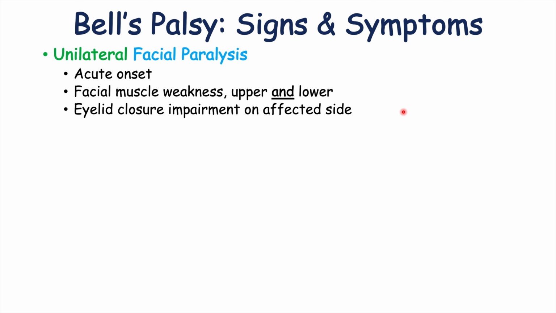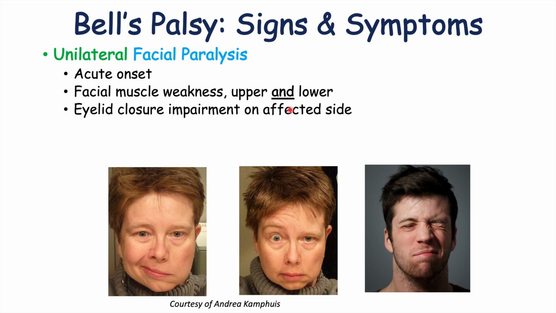With this unilateral facial paralysis, eyelid closure on the affected side may be impaired, and the affected side is most oftentimes going to be the right side. Around 60% of the time, it's going to be the right side of the face, and it's going to be ipsilateral to the lesion, meaning that it's going to be on the same side as the lesion of the facial nerve. So because it is a lower motor neuron lesion, if the right facial nerve is affected, the right side of the face is going to be affected, for instance. So it is ipsilateral.